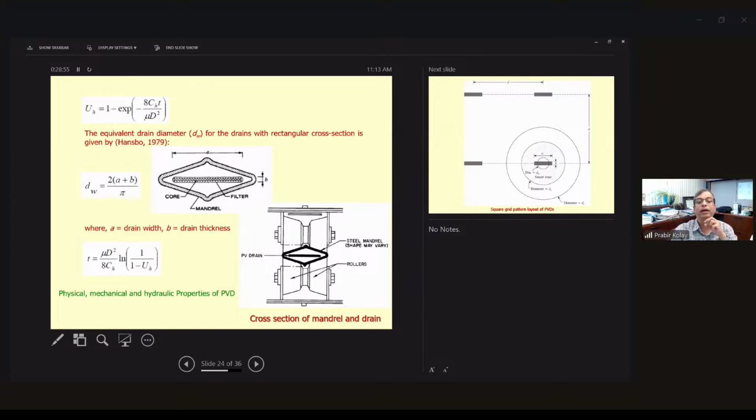So again, there are the mandrel and drain. There are different tests you need to do. And then also the degree of horizontal consolidation. This equation is the equivalent drain equation given by Hansbo, and you can find the time for the degree of consolidation using these equations. Basically, the same equation as on the top you can use. You can find the time here if you know the horizontal coefficient of consolidation.